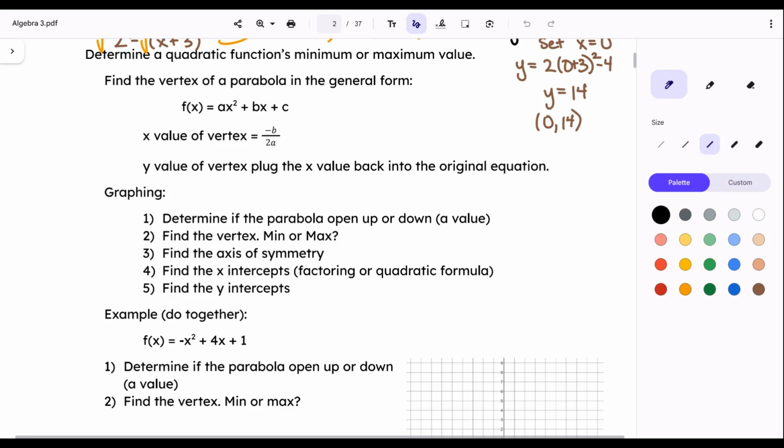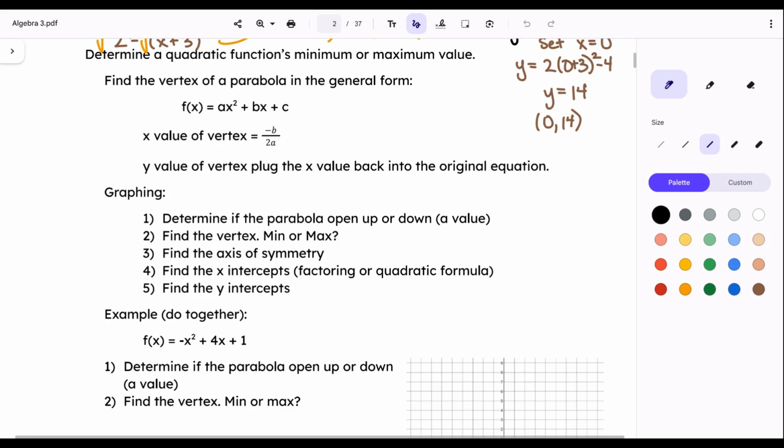This is also something we did last year in Algebra 2 when we spent all that time talking about quadratics. We were in quadratics for a lot of first semester last year. And so when we talked about graphing quadratics, we had to do these things. We had to find the vertex. We had to find the axis of symmetry and the y-intercept and all of that.